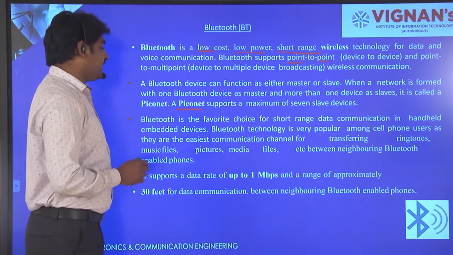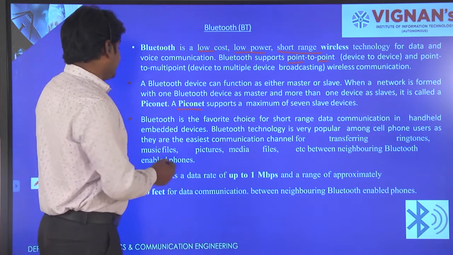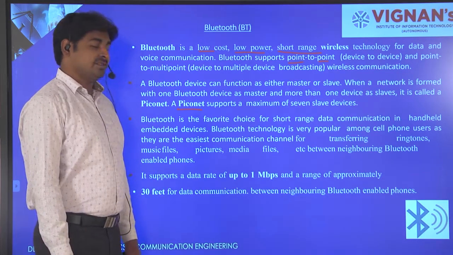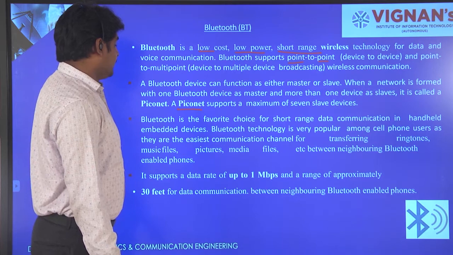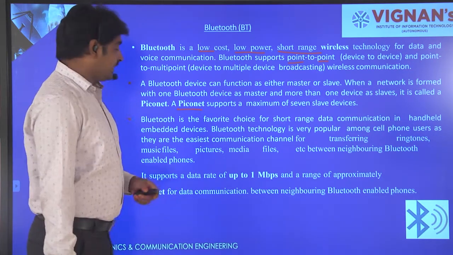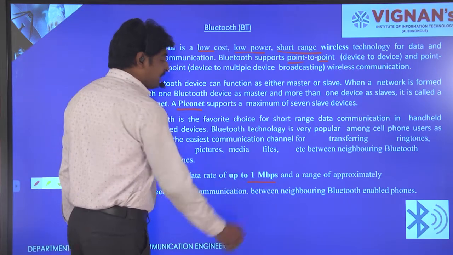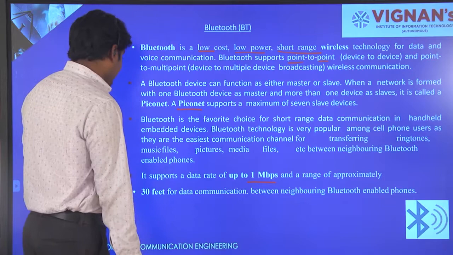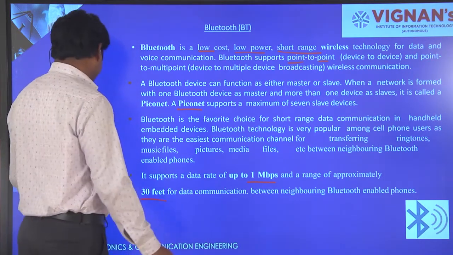And Bluetooth is the favorite choice for short range data communication in handheld embedded devices. Bluetooth technology is very popular among cell phone users as it is the easiest. It is easy to transfer data between the devices, and it has data rates up to 1 megabit per second, and its range is 30 feet.